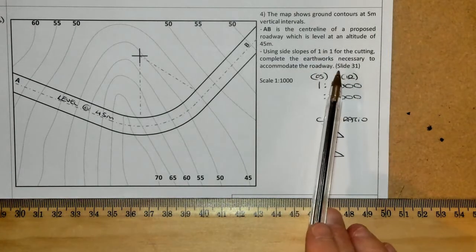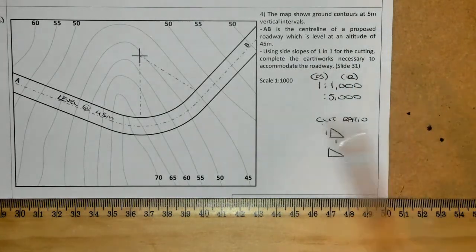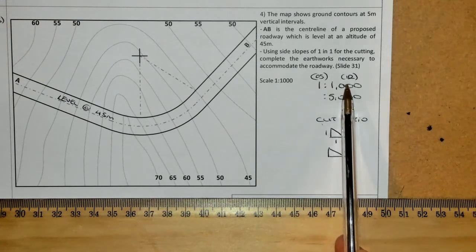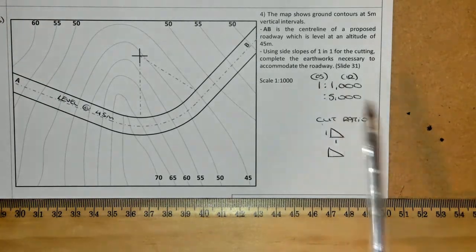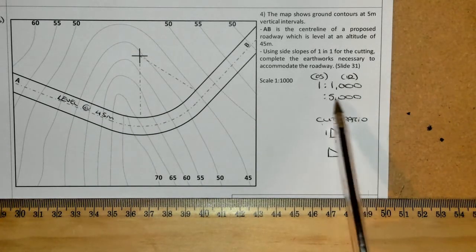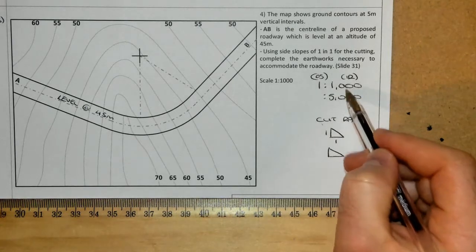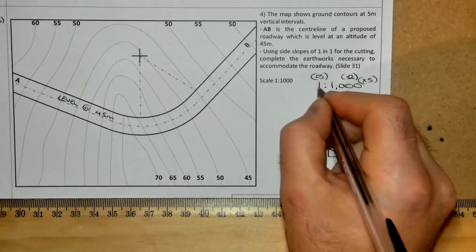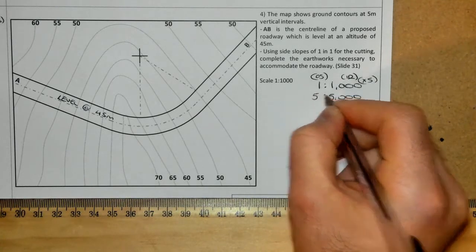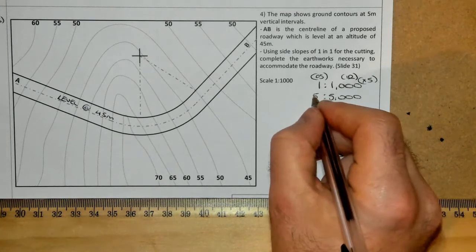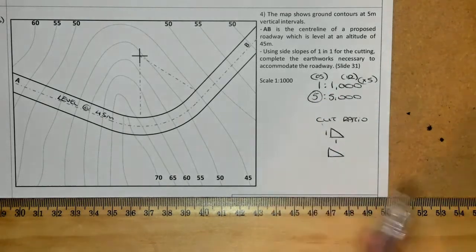Complete the earthworks necessary to accommodate the roadway. Okay, so as always we start with the scale, 1:1000, so 1 millimeter on my sheet is 1000 millimeters in reality, or 1 meter. The distance between our contours is 5, so 5000 millimeters is 5 meters. Okay, so what did I multiply this by to get to this? I multiplied it by 5. Quite easy. 5 millimeters on our sheet equates to 5 meters in reality. Okay, so that 5 I'm going to apply it to my cut ratio.